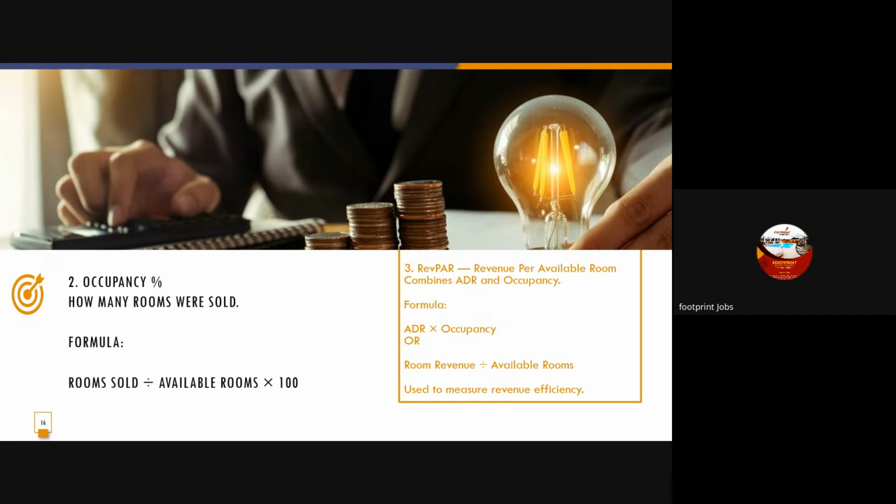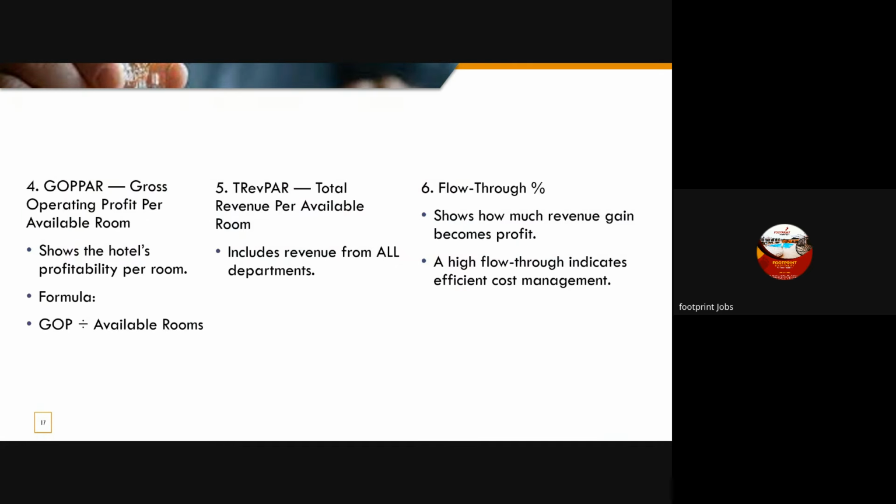Now, let me conclude on this. For you to be able to achieve your revenue per available room, you either multiply your ADR times occupancy, or you divide your rooms revenue by available rooms. This is how you measure revenue efficiency at your front desk or how it affects your occupancy. Please ask your questions at the end of the class.